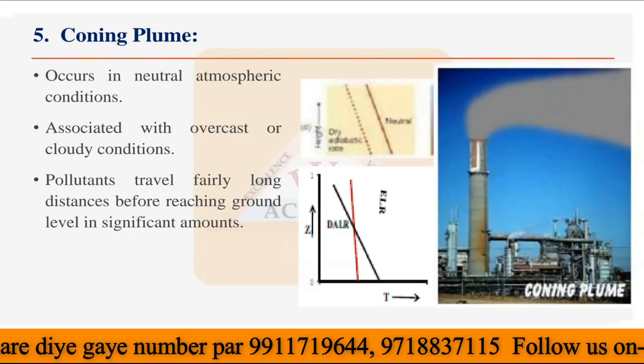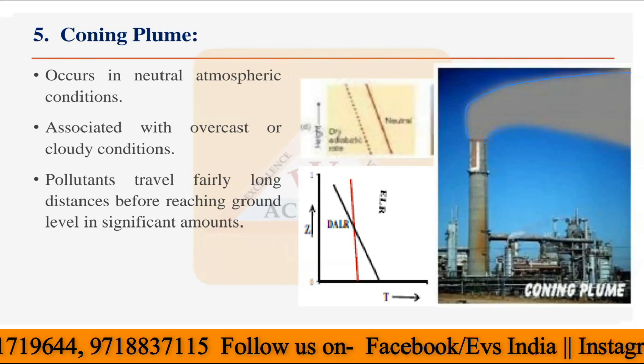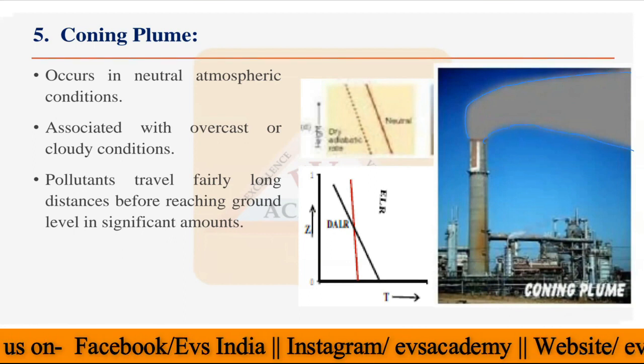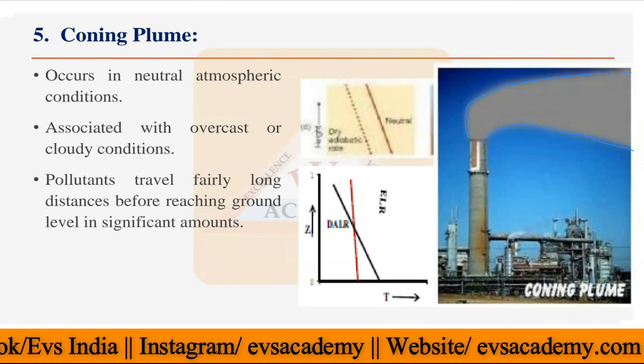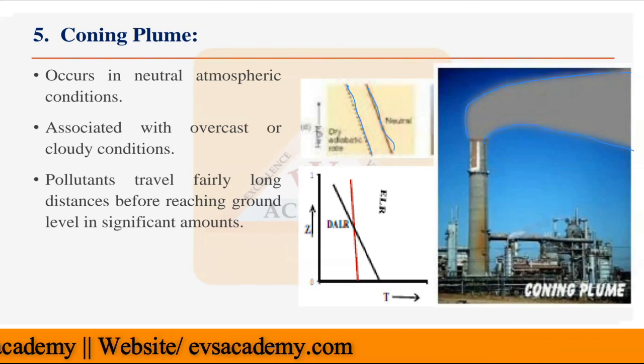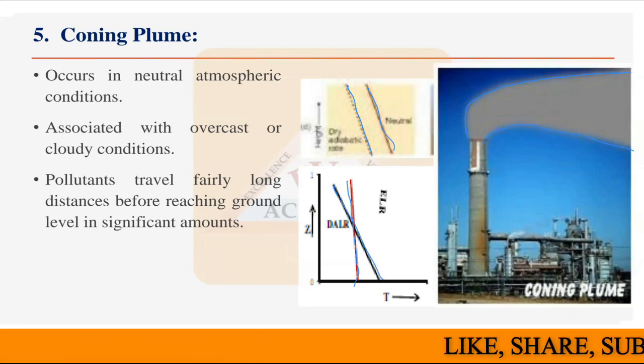Then coning plume. So coning plume, because a kind of cone formation takes place here, that's why it is called the coning plume. It occurs in the neutral atmospheric condition. So DLR, ELR both are equal here. This is DLR and this is your ELR. Or you can say ELR is not changing at all. ELR is just fixed in one place. No change in temperature with increasing height.